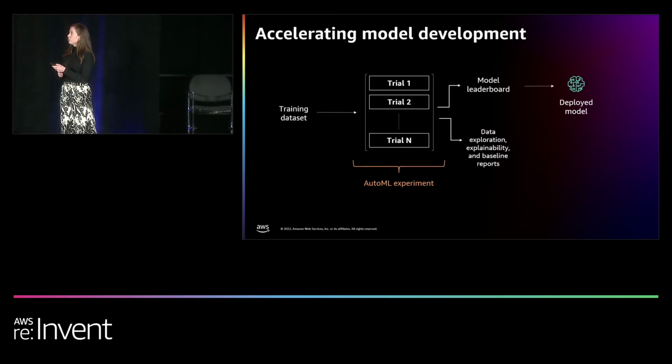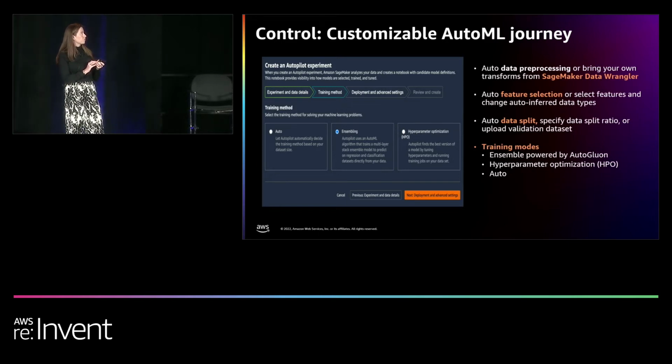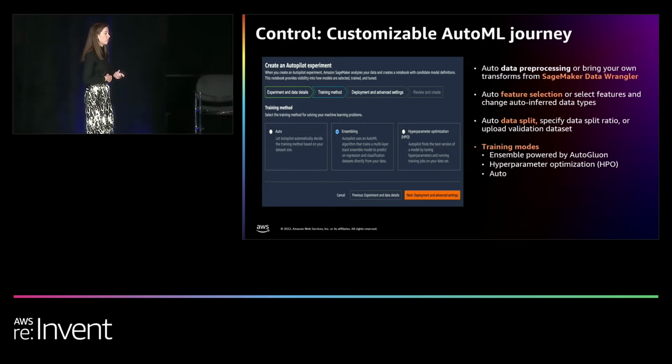But in the next two slides, I'm going to talk to you about the control that you have over Autopilot experiments and the visibility that you have into the models built by Autopilot, because we know that this is very important for folks in their ML journey. So how can you customize your AutoML journey within Autopilot? Within Autopilot, you can choose which features are used in your Autopilot experiment. You can specify your data split or upload your own data validation set.